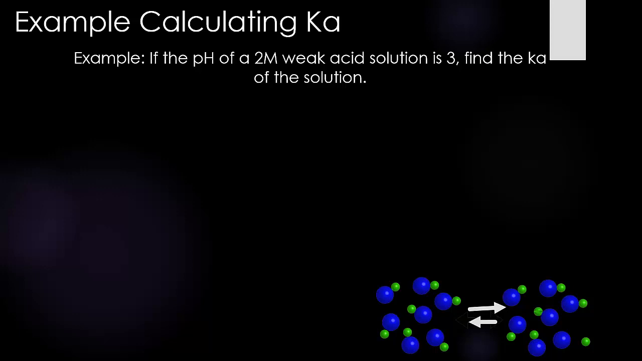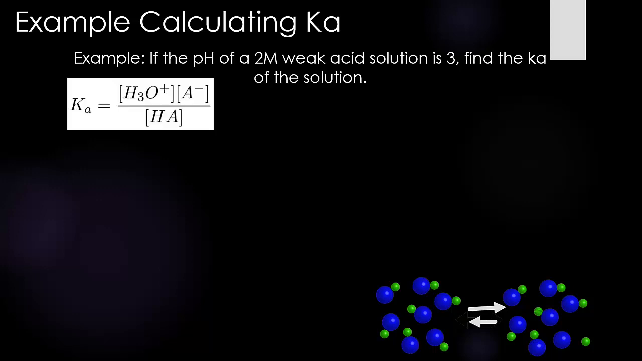Let's look at an example where we are given information and need to calculate the Ka. Given that you have a 2 molar weak acid solution and you measure the pH to be 3, find the Ka of the solution. For this, we need to know the quantities of each species at equilibrium. So we will go about this just like we did in the last chapter. For accounting purposes, it is typically easiest to use an ICE table. Although it is far from required at this difficulty level, it's a good habit to get into.